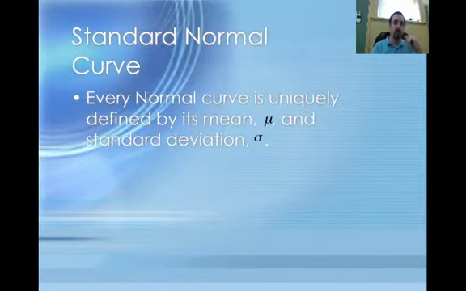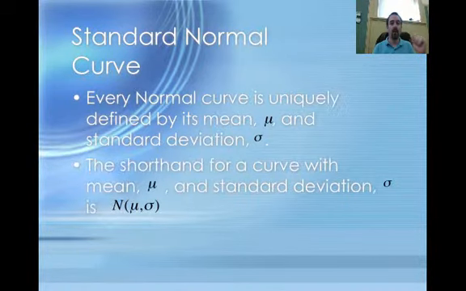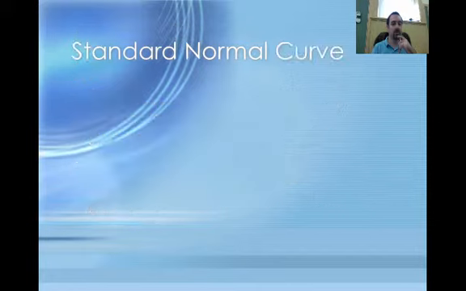Okay, so let's review normal curves for a moment here. Every normal curve, not just the standard normal curve, is uniquely defined by its mean and its standard deviation. Oftentimes we'll have a shorthand, capital N with the mean and the standard deviation. That way we don't have to write out every time, this is a normal curve with a mean of and a standard deviation of. Instead we can just write it as N with the numbers in there.